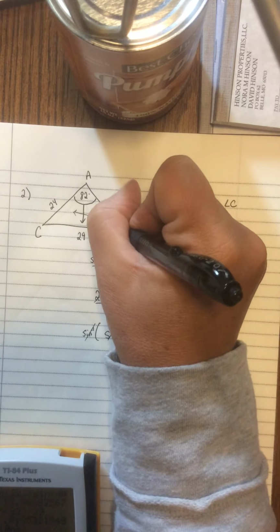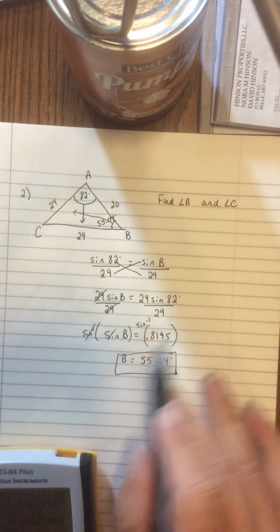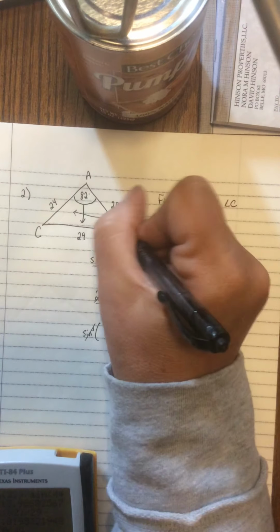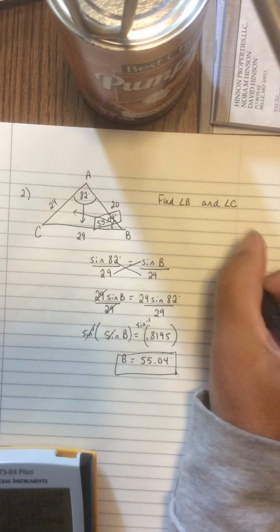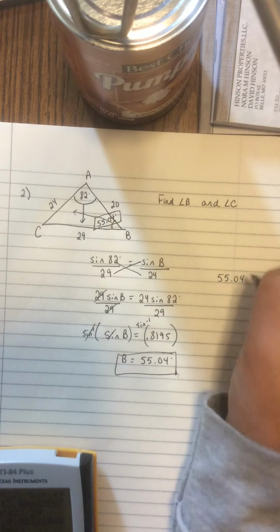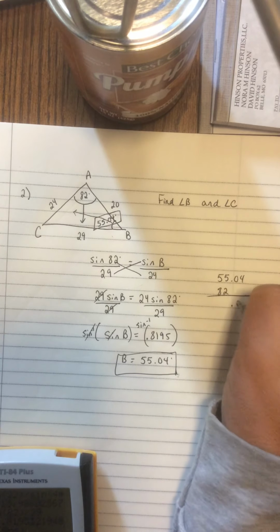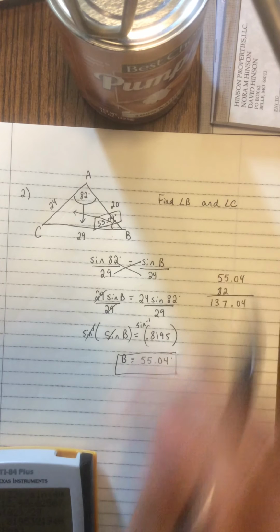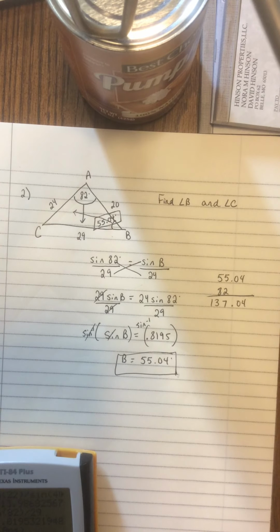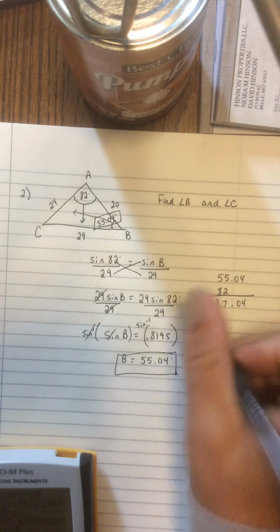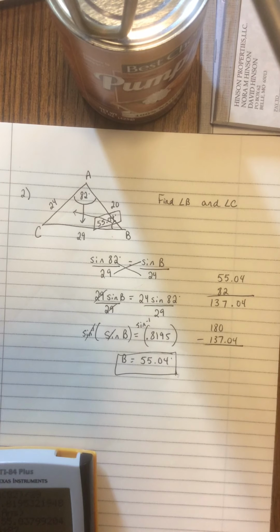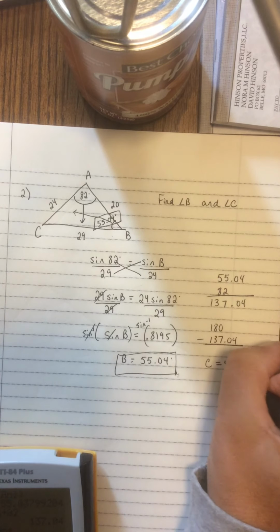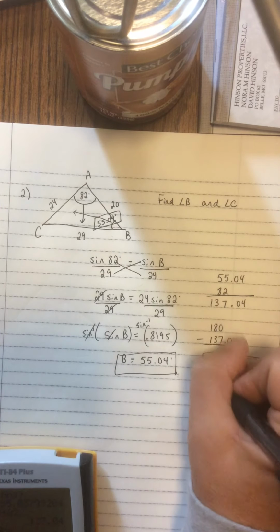So this guy is 55.04. Now I can do this again to find angle C, or I know for certain what those three angles have to add up to. You guessed it, 180. So take 55.04 and 82. So I got 55.04 plus 82. Take 180 minus 137.04. Angle C is 42.96 degrees.